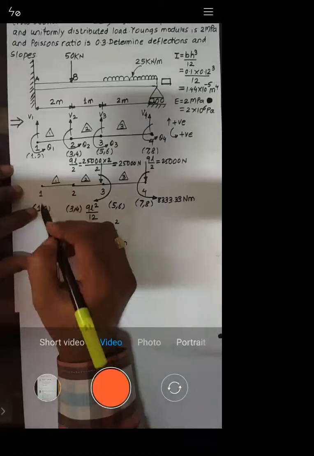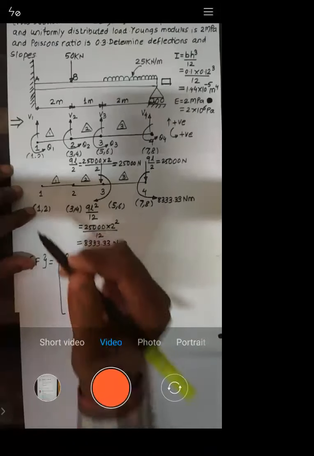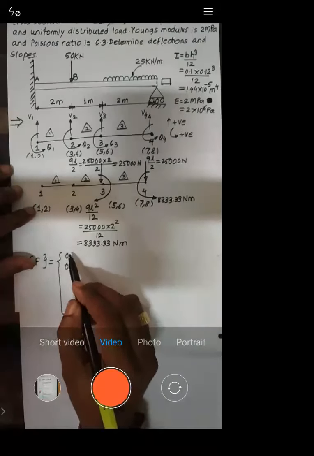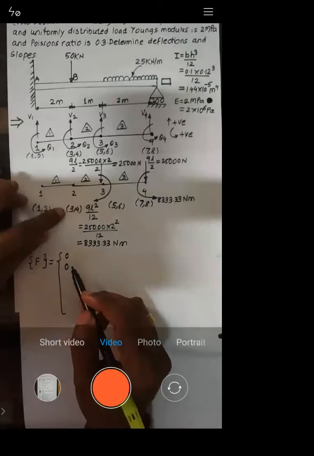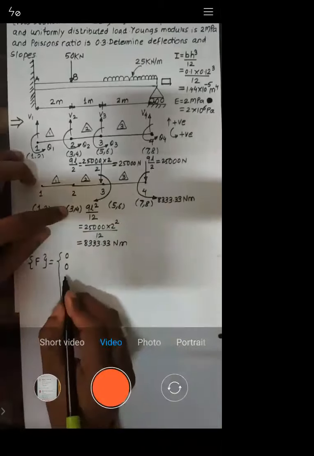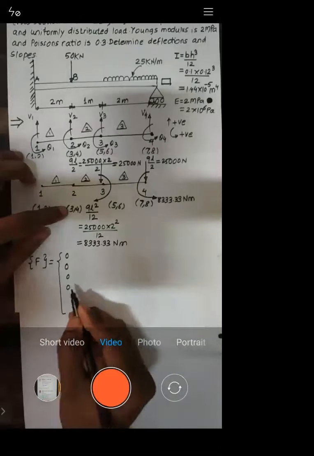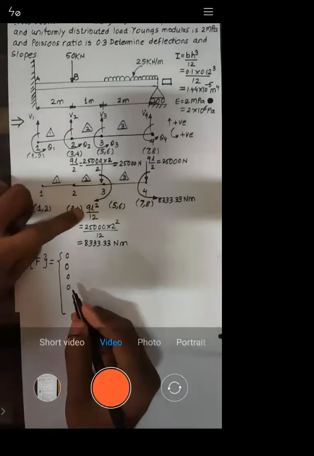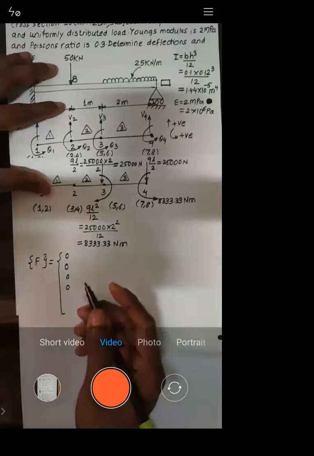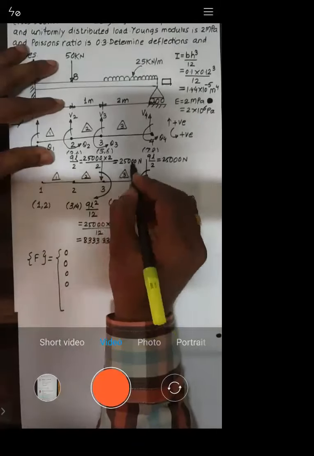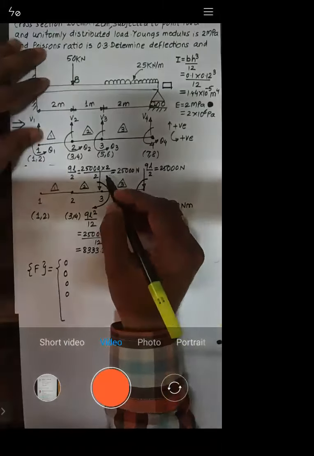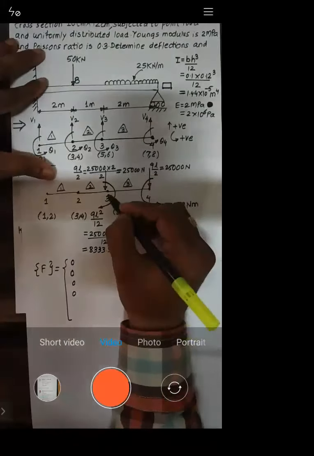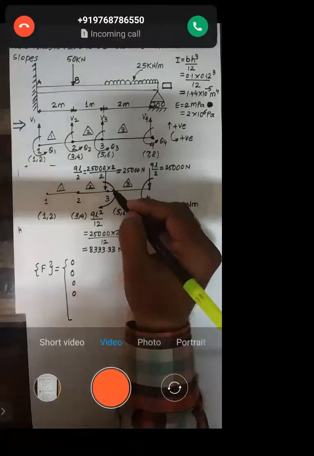So for node number 1, you don't have any force. Similarly, you don't have any moment. Now come to node number 2. Is there any force or moment you have? No. Again, this is 0. This is again 0, right? Now come to node 3. You need to compare about node number 3.